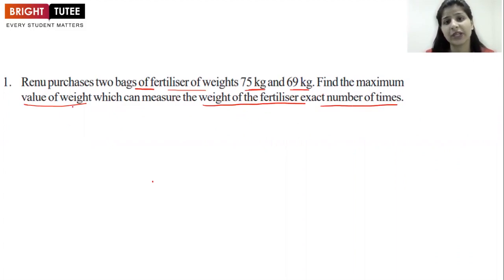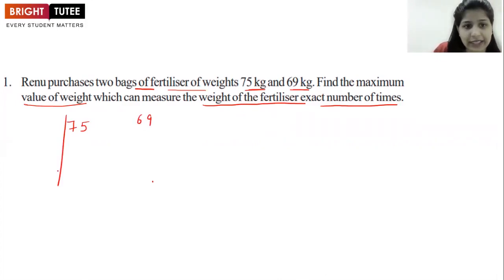When they are saying maximum value of the weight, whenever maximum or highest is there, we go for HCF. So because maximum weight is asked, we are going to find the highest common factor, that is HCF. So you have to do the prime factorization of 75 and 69 to find the HCF.